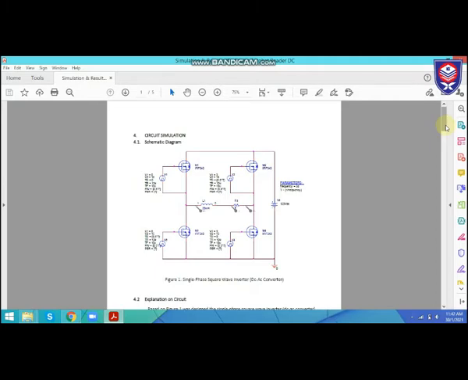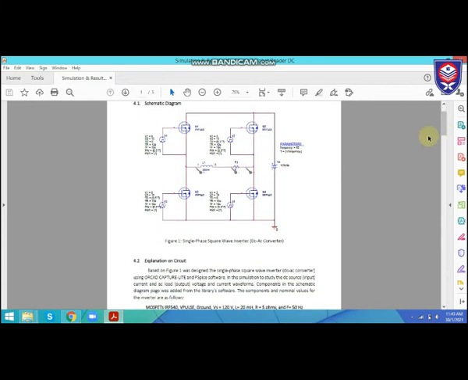So di sini saya ingin bercerita tentang result dan analisis kumpulan kami. Projek kami adalah projek solar inverter DC ke AC. Di sini kita dapat lihat circuit yang kita buat menggunakan apps OrCAD Capture Light dan PSpice software.